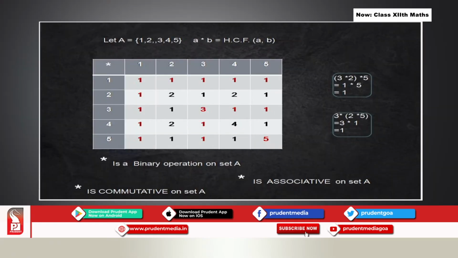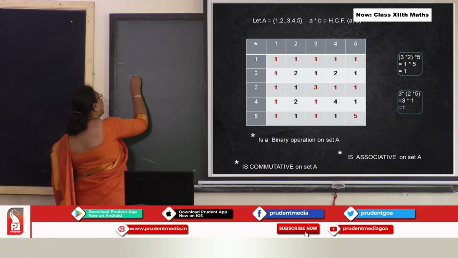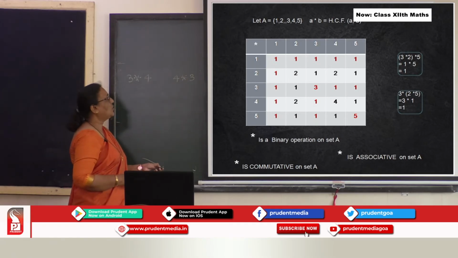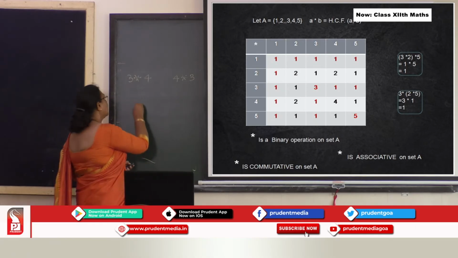Star is commutative. Can you check whether it is commutative? Please check and tell me whether it is commutative or not. Yes, students, see here. I will take an example here. 3 star 4, what answer will I get? 3 star 4 and 4 star 3. 3 star 4, you will get answer 1.